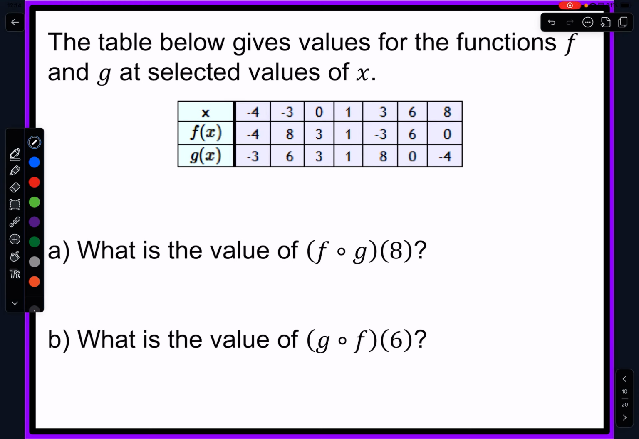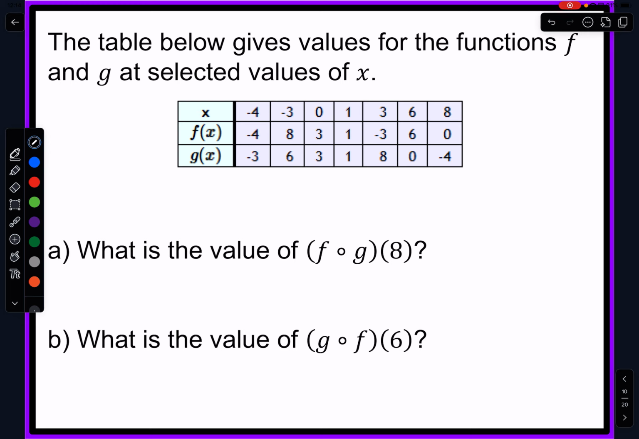In this example, I have a table that has specific values for f and g for selected values of x. And we want to evaluate the fog of 8 and then evaluate the gof of 6. Now, before I evaluate this, I want to separate again my table.